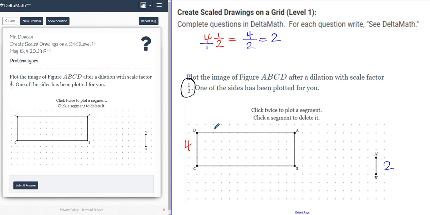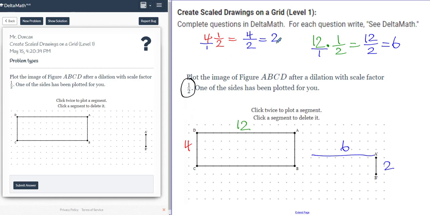So this is going to be 1, 2, 3, 4, 5, 6, 7, 8, 9, 10, 11, 12. The nice thing about Delta Math is it gives you some pretty friendly numbers to deal with. So it's going to be 12 multiplied by 1/2. Again, if you feel more comfortable, make it over 1, multiply the numerators, which is 12, multiply the denominators, which is 2, and then 12 divided by 2 gives you 6. So this should be 6 units, like that.